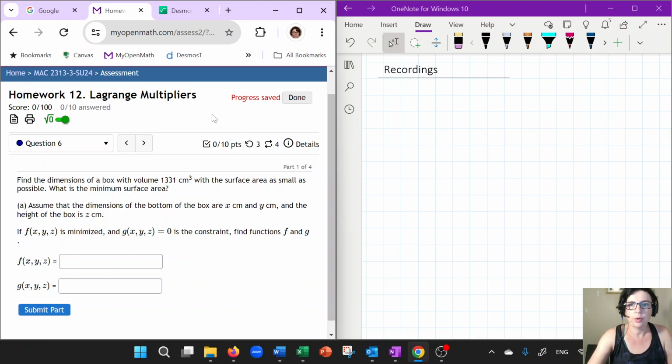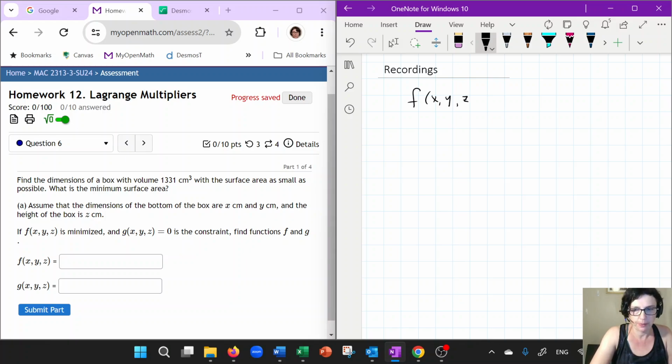Hi guys, in this video we are going to take a look at applications of using the method of Lagrange multipliers in finding the dimensions of a box with minimum surface area and a given volume. Usually a lot of students have trouble figuring out which function is f and which function is g.